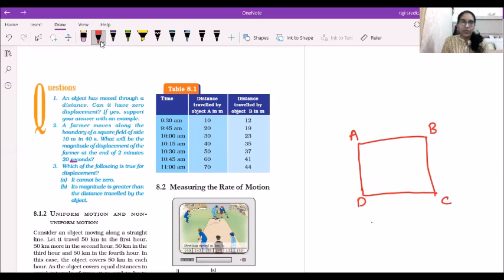So he is taking 40 seconds for completing one round. That means he is starting from A, and for coming back to A, he is taking 40 seconds. What will be the magnitude of displacement of the farmer at the end of 2 minutes and 20 seconds? So you have to calculate his displacement after 2 minutes 20 seconds.